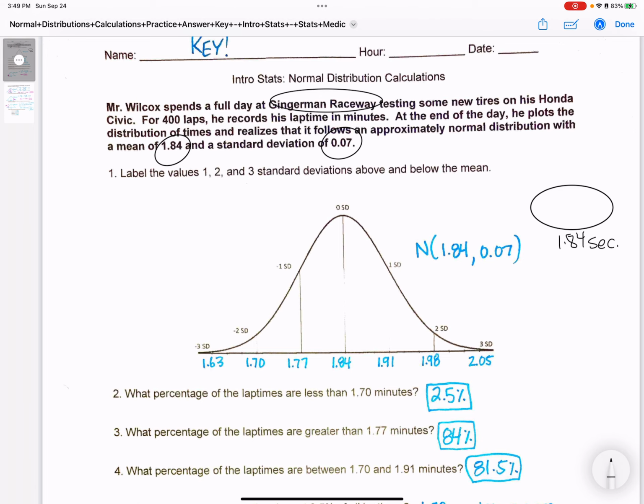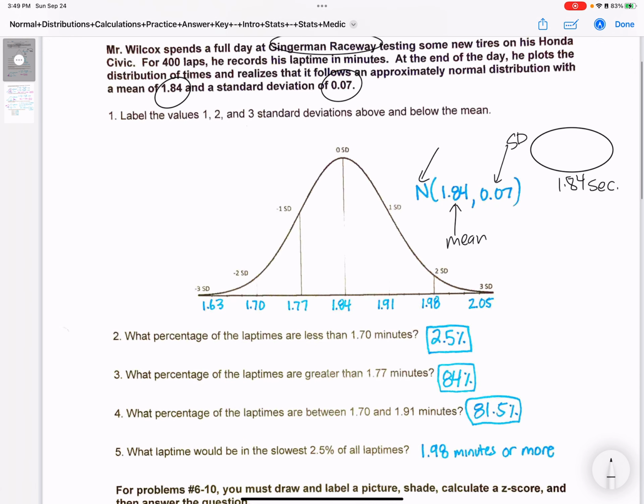So I ask you to label the normal model. The first thing to label the normal model is make sure you put N, indicating that it's normal. 1.84 is the mean, and 0.07 is the standard deviation. Great. Now you're going to see the mean is 1.84. The standard deviation plus 0.07 is going to get you 1.91, and so forth to get the rest of the values. Subtract 0.07 to get you 1.77, and so forth to get you the rest of the values.